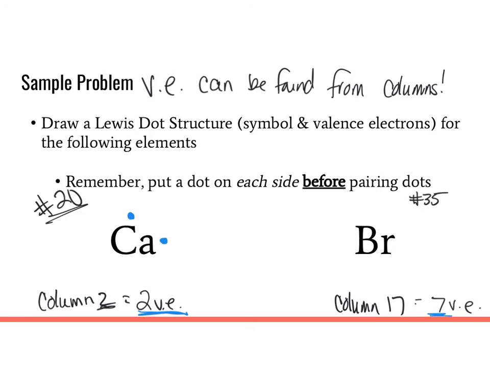Bromine is going to be a little bit different. We have 7. So I'm going to start by going 1, 2, 3, 4. Each side gets 1 electron before I start pairing them. So I have 4, 5, 6, 7, and then that's where we're going to stop. So each side can have 2, and then you have to put 1 on each side before we pair them up. So that's how we would do calcium, because it's in column 2, it has 2 valence electrons. Bromine is in column 17, so it has 7 valence electrons, so it gets 7 dots around it.